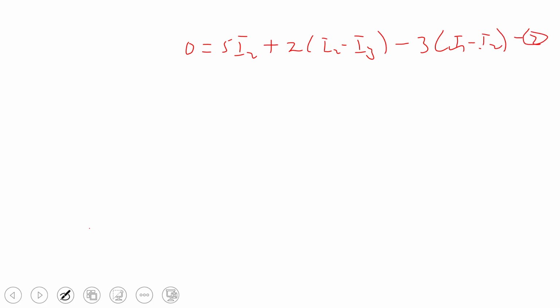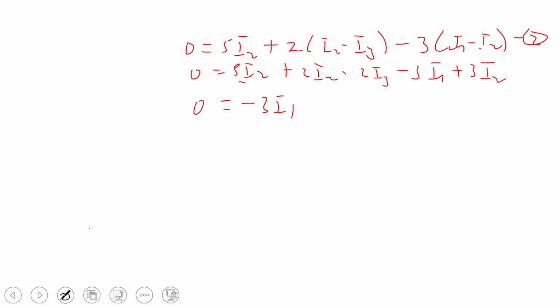This means you have understood the Kirchhoff law. When breaking down, make sure you don't make a mistake. Here is 0, 5I2, 2I2, minus 2I3, minus 3I1 plus 3I2. Right? So here becomes 0 is equal to, let me write the I1 first, minus 3I1. 5 plus 2 is 7, plus 3 is 10, so plus 10I2. And then minus 2I3. Equation 2 is done.